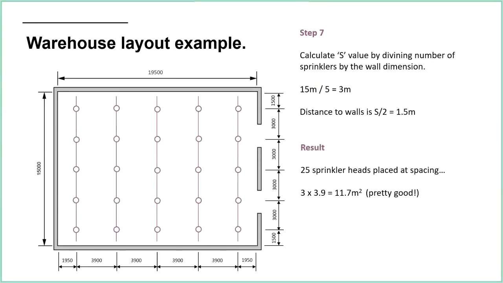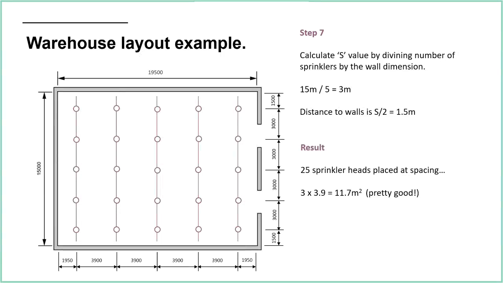So now we do the S value. We know we've got to have 5 sprinkler heads, so we do 15 divided by 5, which is 3. So the distance to the walls, S, is then 3. Half S is obviously 1.5. You can see on the screen there, we do 1.5 meters, 3 meters, 3 meters, 3 meters, 3 meters, 1.5 meters. And we end up with 25 sprinkler heads in total.